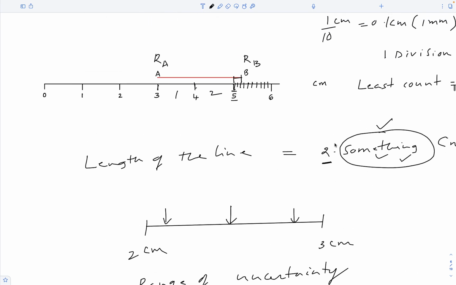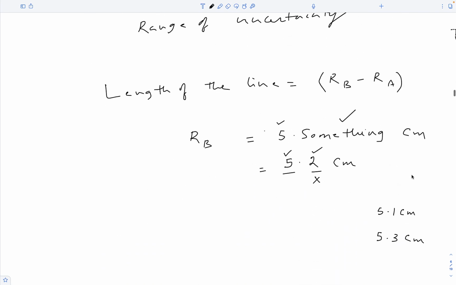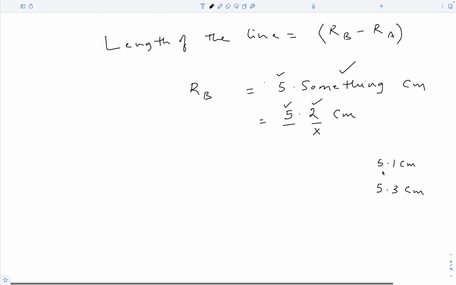But no one would say that the reading is 5.0 centimeters because the line has clearly crossed this marking numbered 5. Nor anyone would say that the reading is 5.4 centimeters or 5.5 centimeters because they are far to the right of this end of the line. Such estimates are wrong. So if we take multiple readings of this end of the line, with a high degree of confidence, we can tell they would all be between 5.1 centimeters and 5.3 centimeters.